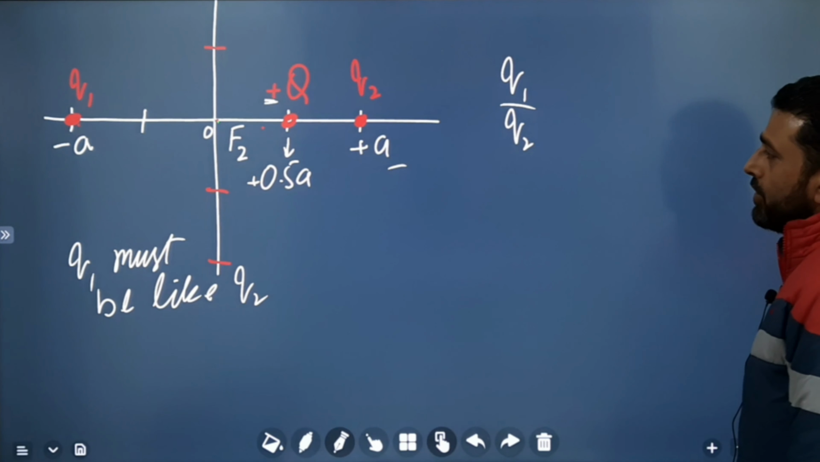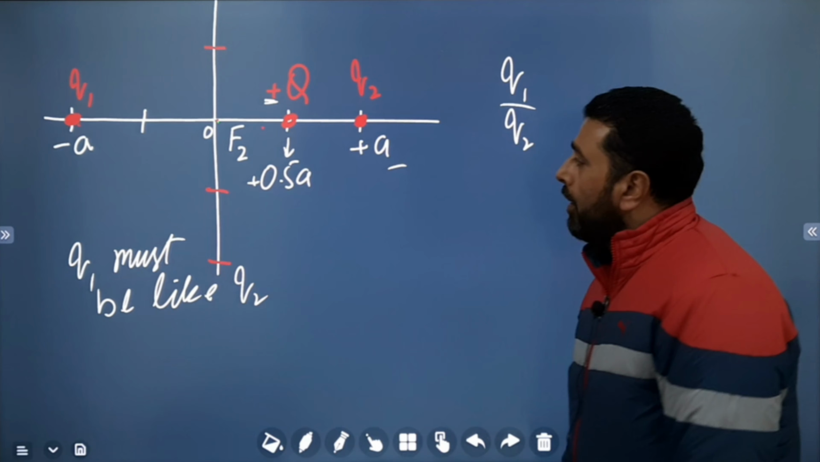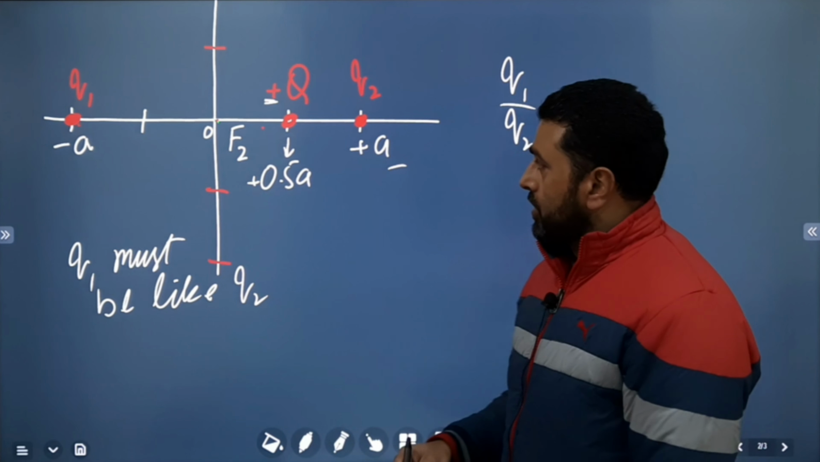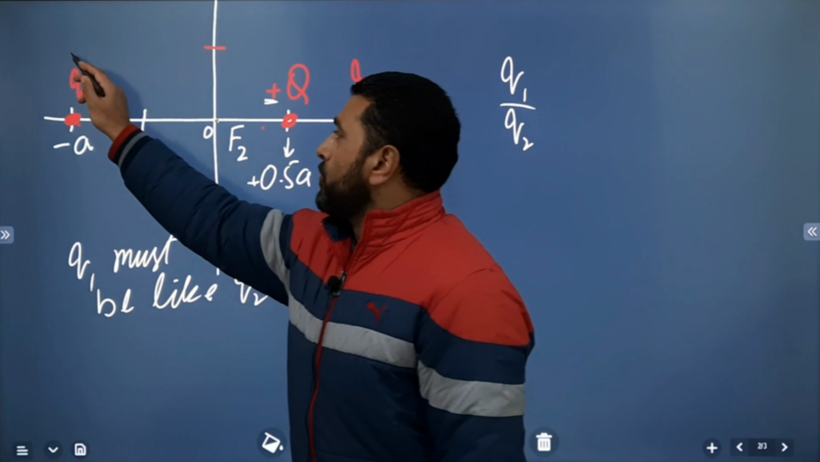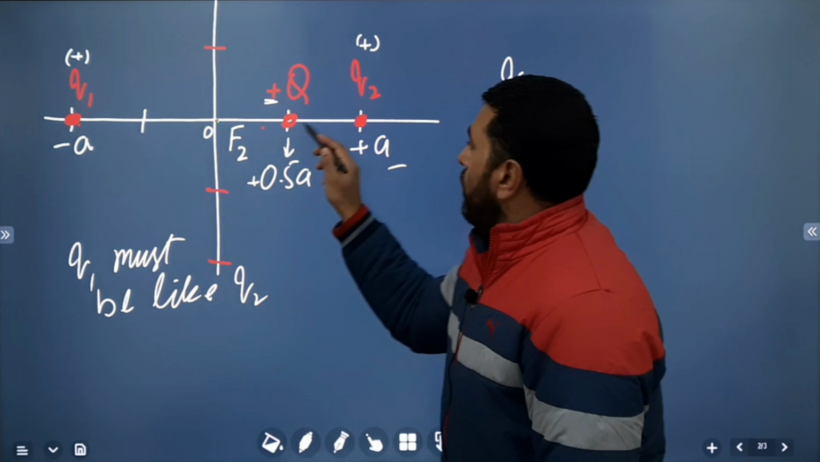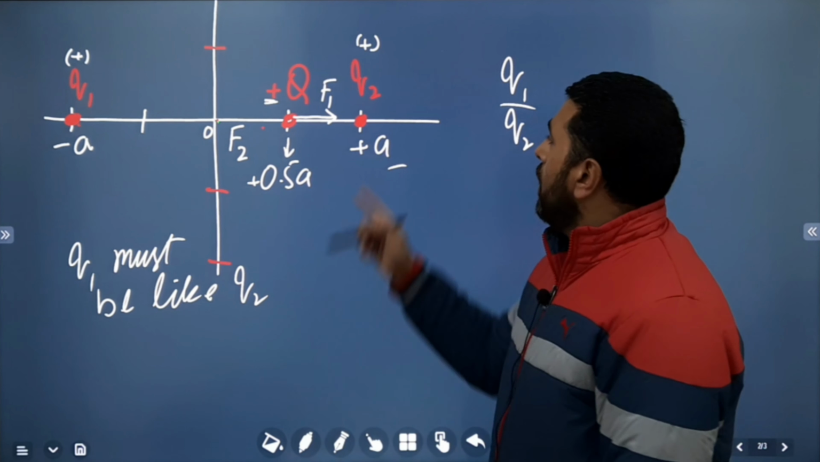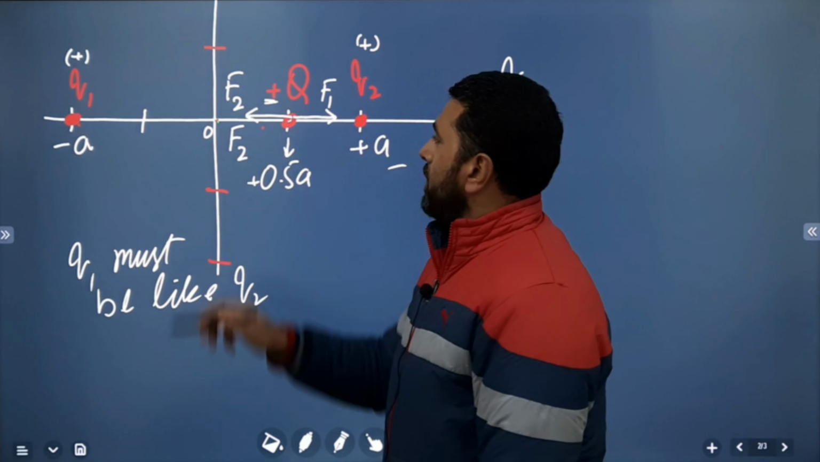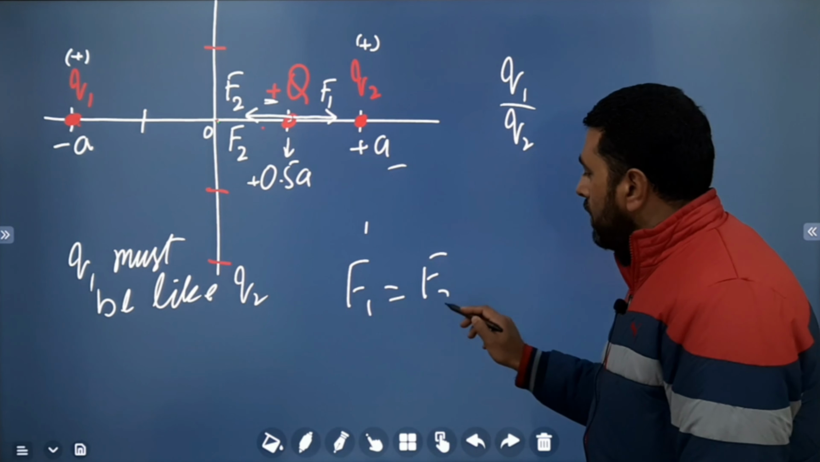Now let's see what is the condition for net force to be 0. What must be the ratio of Q1 and Q2? Capital Q, as we just discussed, will experience two forces, one from Q1 and the other from Q2. Let's suppose Q1 is positive, Q2 is also positive. So Q1 will repel capital Q. So F1 will be rightward. Q2 will also repel capital Q. So that would be leftward. So magnitude wise, F1 must be equal to F2.